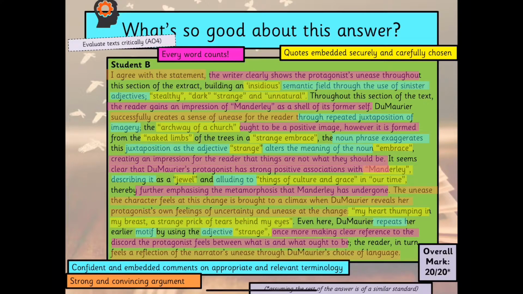And as I said earlier, they have formed a very strong and very convincing argument. They haven't thought just about one paragraph, they've thought about what they're going to say overall and to what extent they agree with the statement. So overall, a fantastic answer.